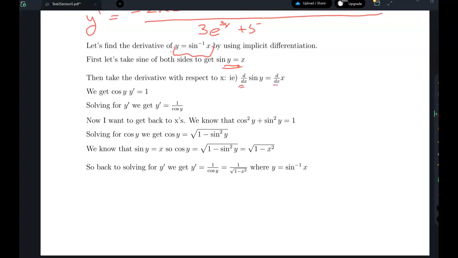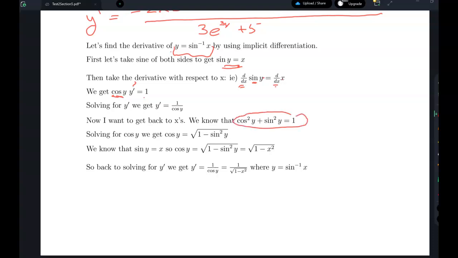If I take the derivative with respect to x on both sides, from here I get cosine of y, and I know I need to multiply times the derivative of the angle, y prime. And the derivative of x with respect to x just means you do the power rule on the x, and that's 1. Okay, so solve for y prime. It's 1 over cosine of y.